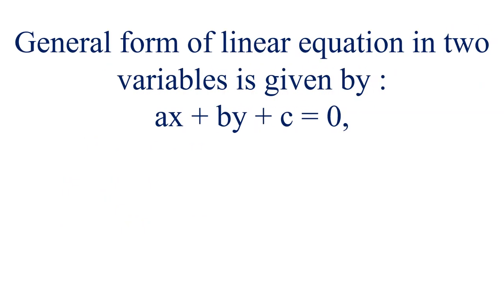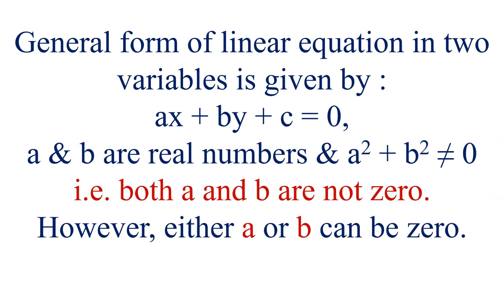The general form of linear equation in two variables is given by ax plus by plus c is equal to 0, and the associated condition is where a and b both are real numbers and a square plus b square is not equal to 0. That is, both a and b are not 0. However, either a or b can be 0.